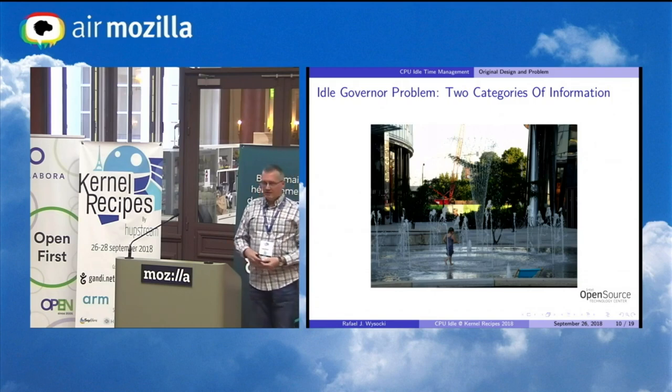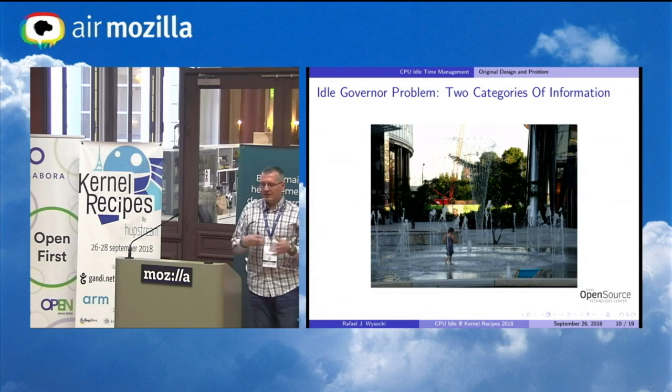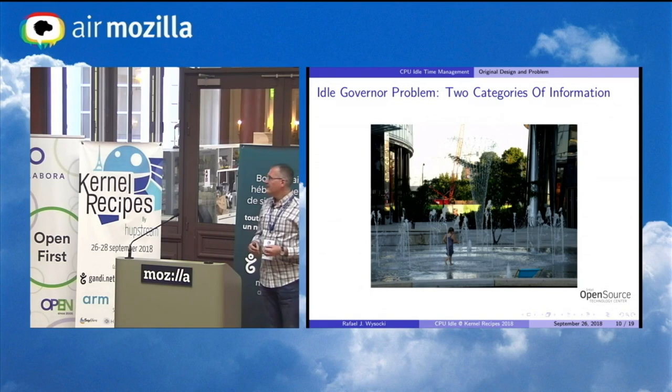However, there are other interrupts, non-timer interrupts that also wake up the CPU. There are things like memory writes to certain locations that will wake up CPUs from idle states. So there are events that are not predictable. And the governor has to take all of that into account. It has to take the predictable, the deterministic information into account, and the non-predictable, non-deterministic information into account.